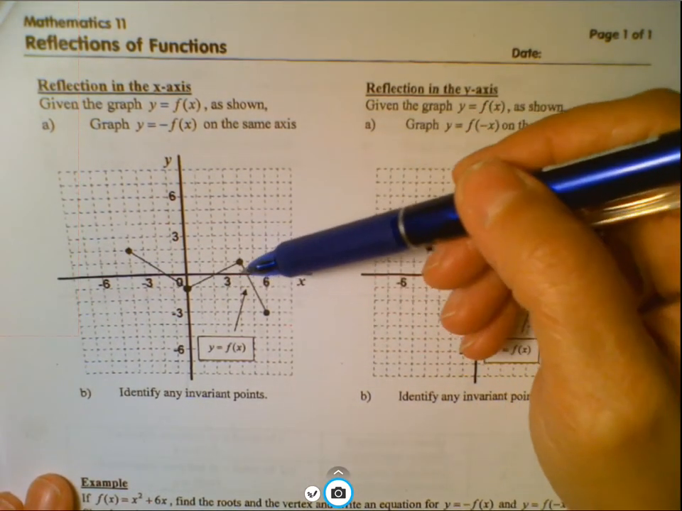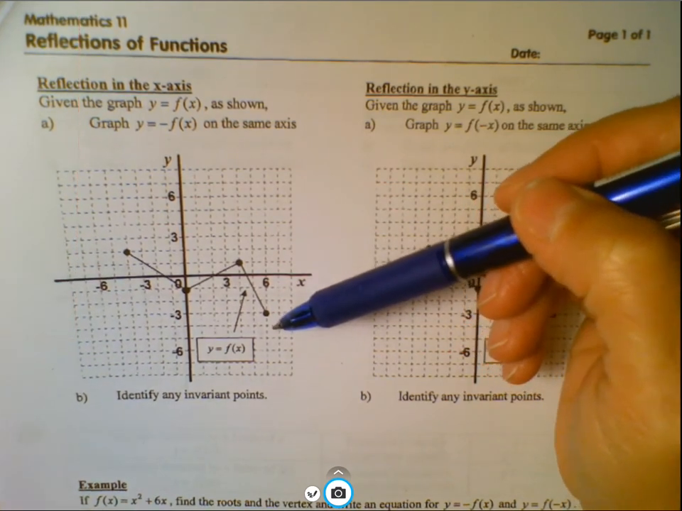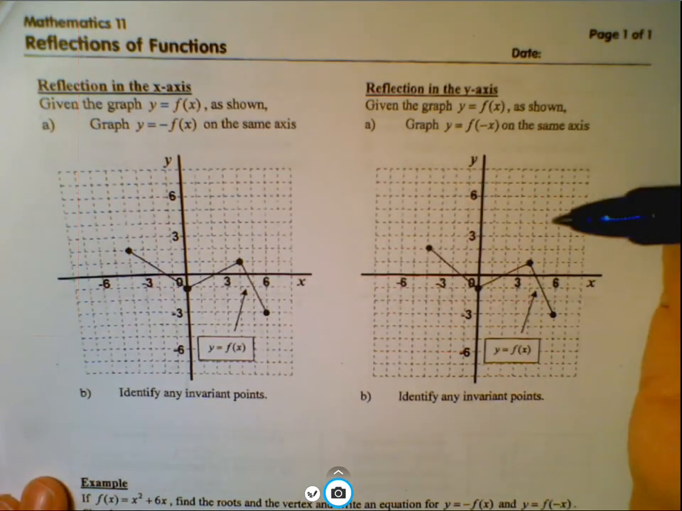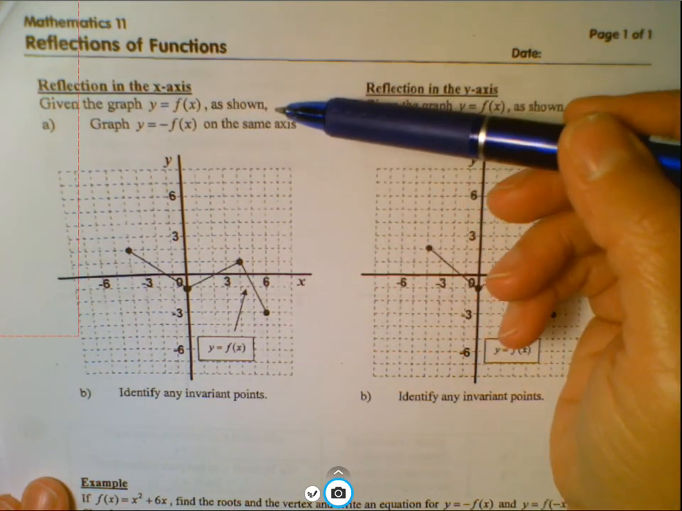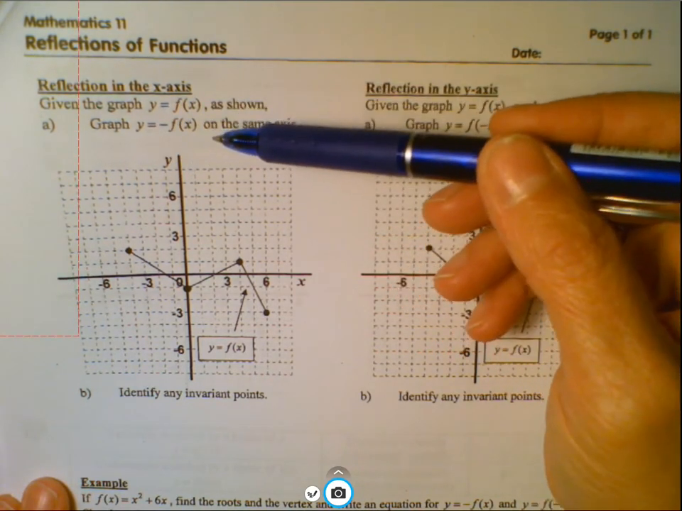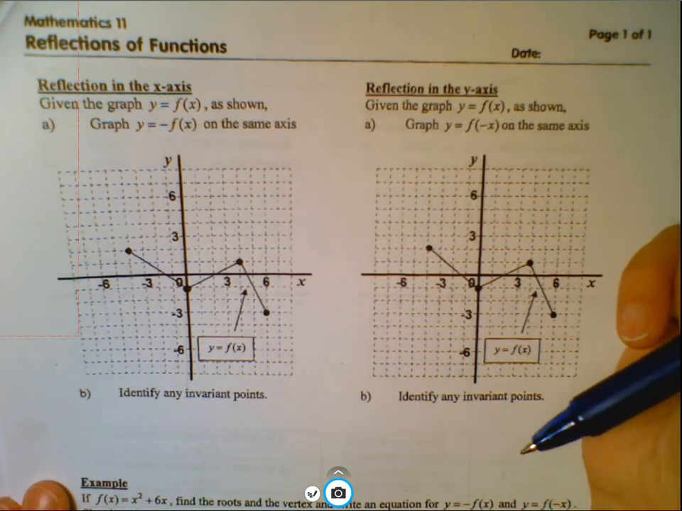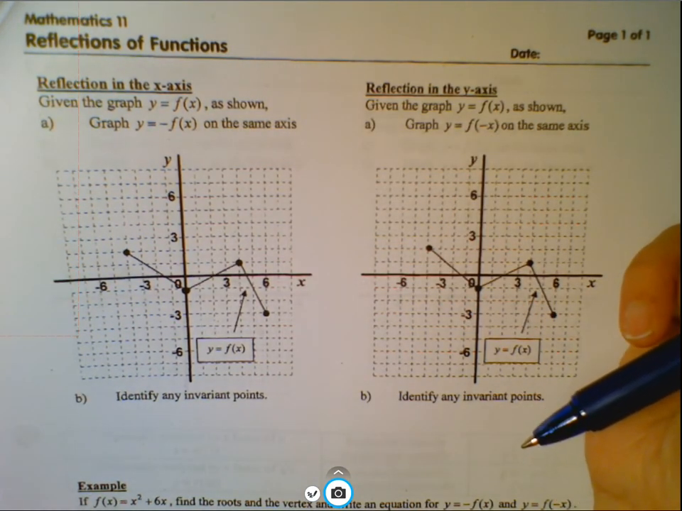Here's a function that we don't have an equation for. It's not one of our parents, but we just have a graph and we're calling it f of x. So this first part says, given the graph of y equals f of x, graph y equals negative f of x. So what is negative f of x?